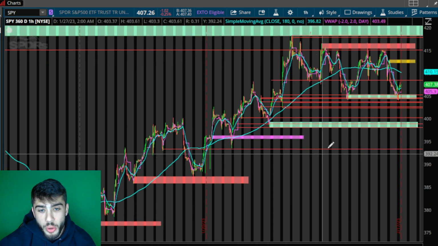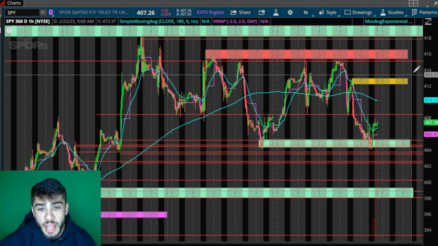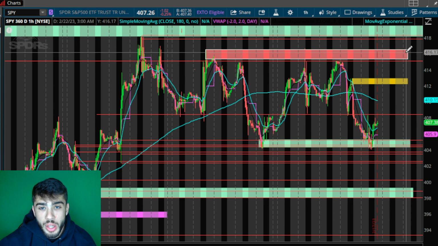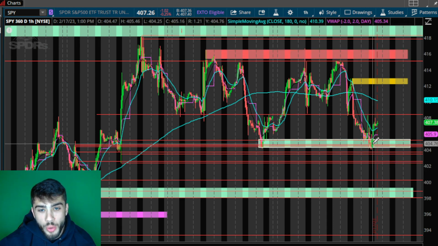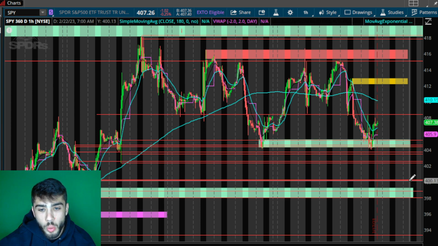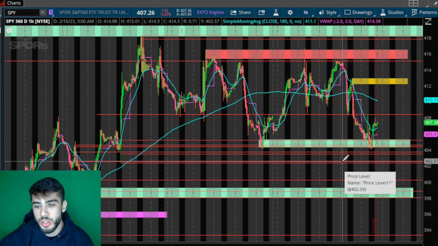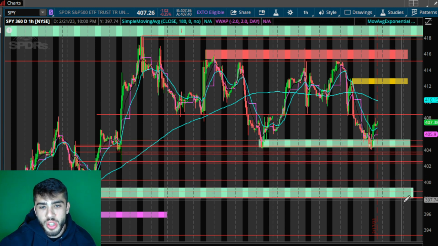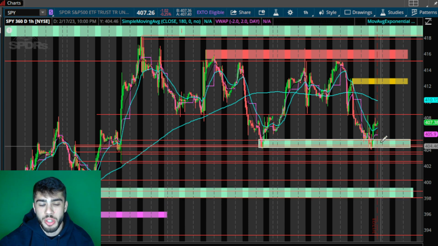My zones that I'll be focusing on this week for SPY, as price action is at 407, is this 412 area, this 415, 416 area, this 404, 405 area, and then this 400 to 398 area. This strategy is so simple that it's almost confusing. I have these zones here, but really I wait for price action to confirm my zones.